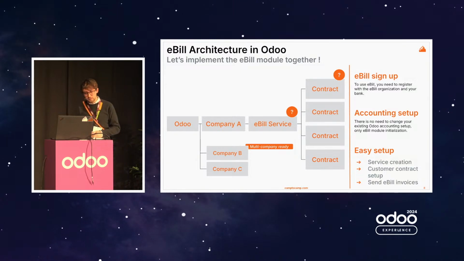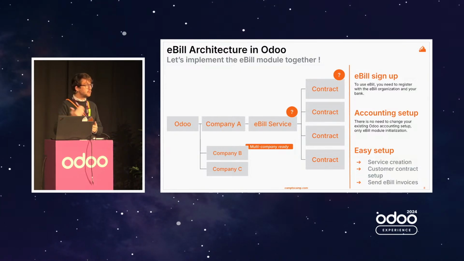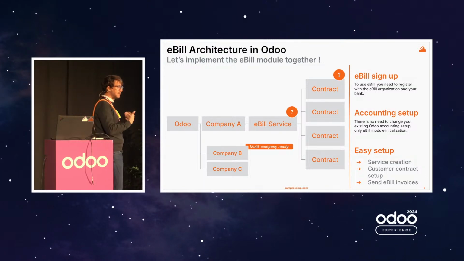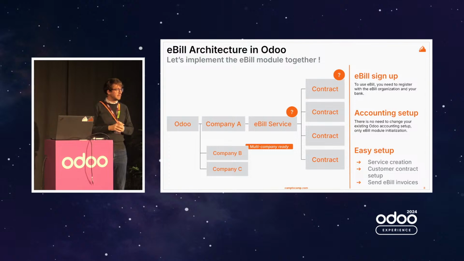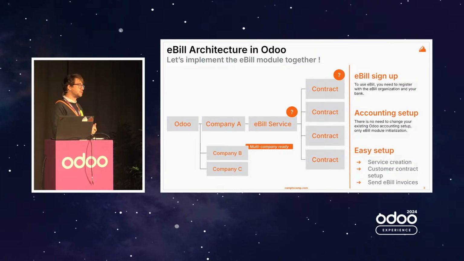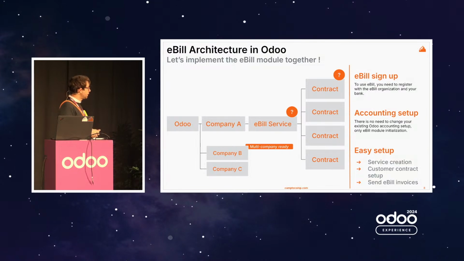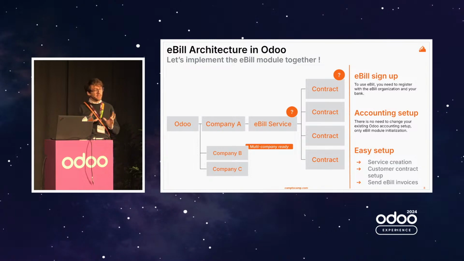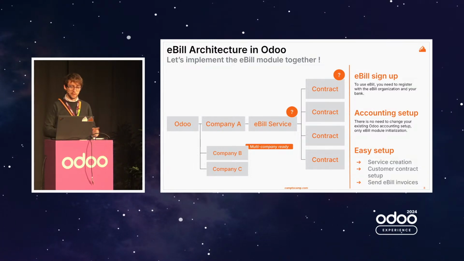And then based on that service, I'm going to register some contracts. Because at some point, there will be a contract between myself, my company, and my customer that says, okay, I let you emit some invoices and send me some invoices because we have a contract. A contract can obviously have a start date, an end date, a status. The goal is to manage that directly in Odoo, like we said before.